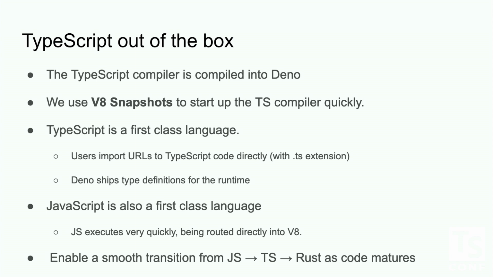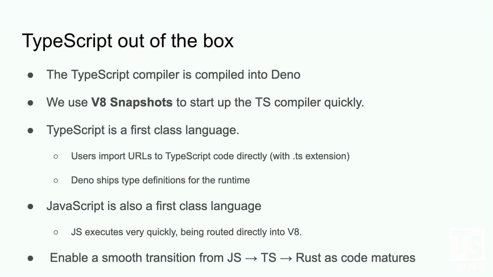And most importantly, it has TypeScript out of the box. So the TypeScript compiler is compiled into Deno. And we use this feature called V8 snapshots. Raise your hand if you know what V8 snapshots are. OK. V8 snapshots is a feature in V8 that allows V8 to start up very quickly. They basically load your code up into memory, serialize this memory into a file, which is done at compile time, and then take that file and use it to start up your scripts very fast.